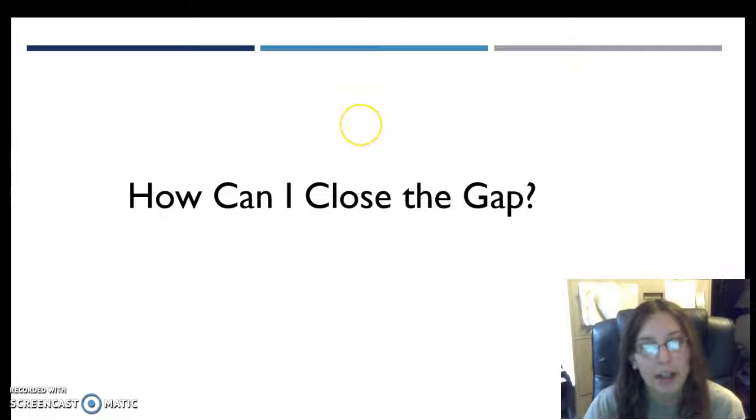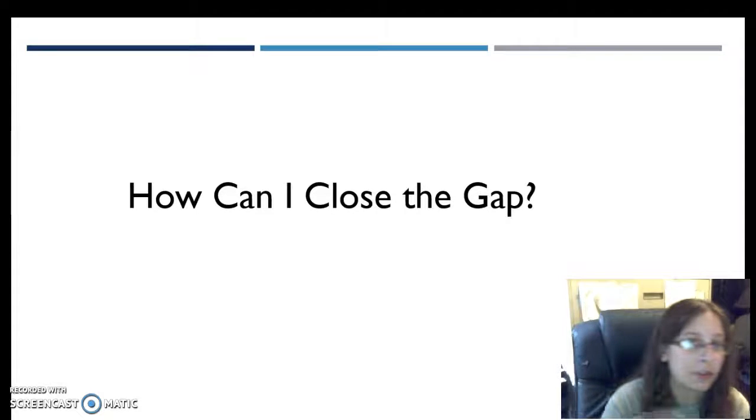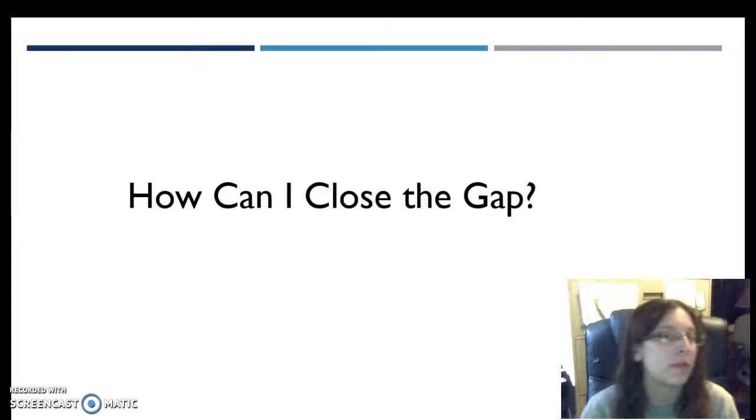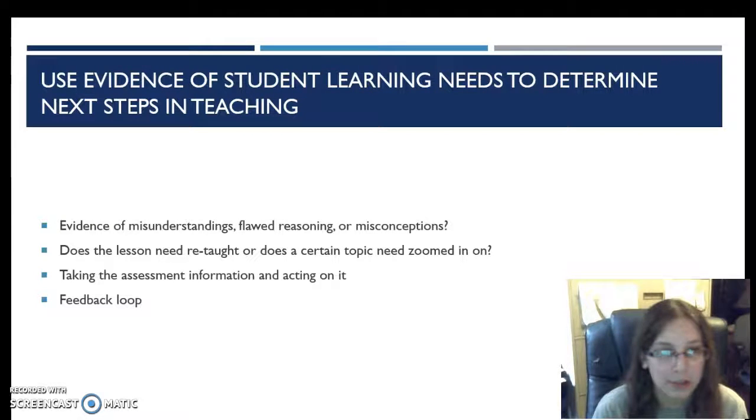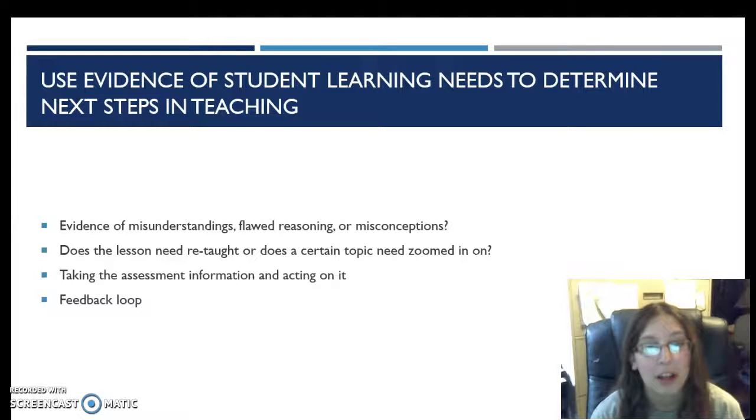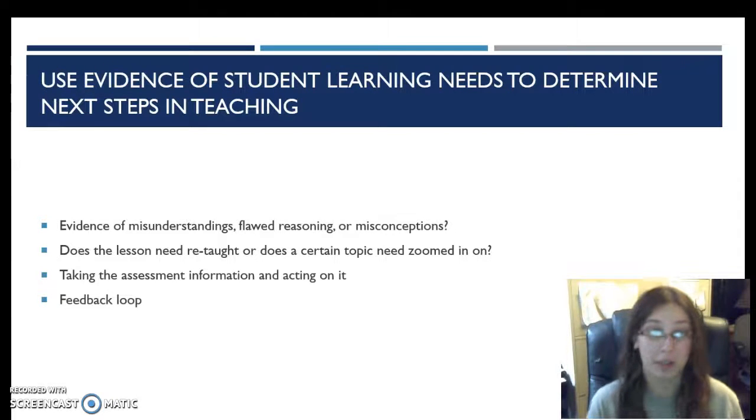Students look at how they can close the gap. What does it take for them to move from a 2 to a 4? Or what does it take for them to move from an 80 to 100? Here, teachers use evidence of student learning to determine next steps in teaching. Where are the misunderstandings? Where's the flawed reasoning? Or where are the misconceptions?